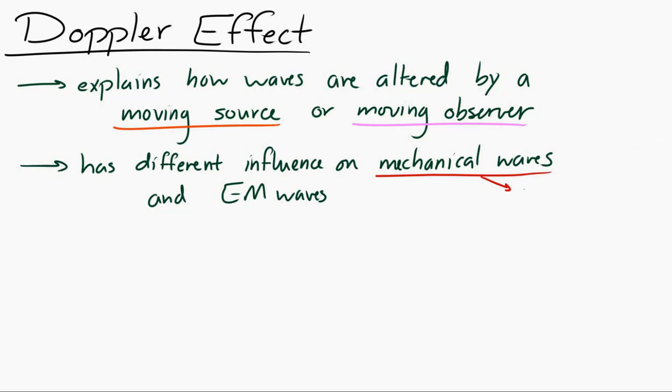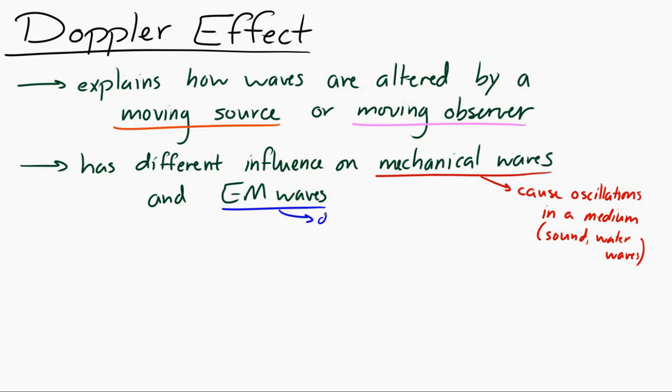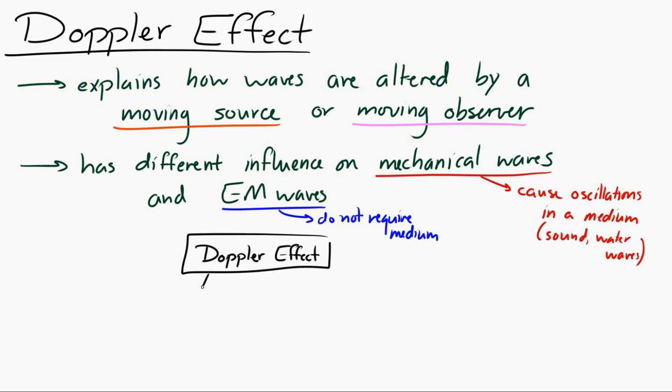Remember, mechanical waves are waves which cause oscillations in a medium, like sound waves and water waves. Electromagnetic waves are a different category. They don't require a medium, so they're kind of a special category. Consequently, we're going to talk about the Doppler effect in three different ways.